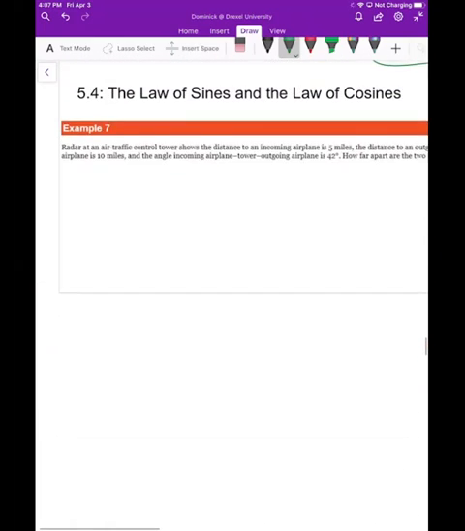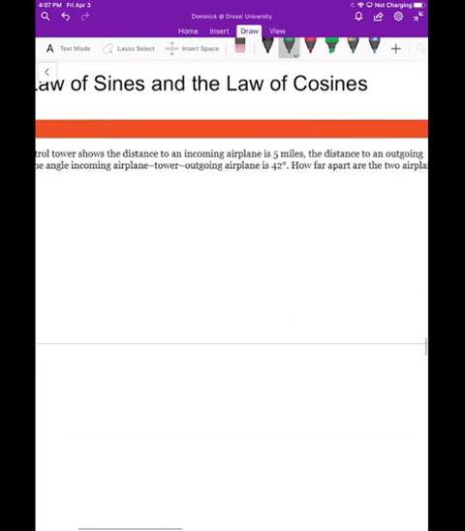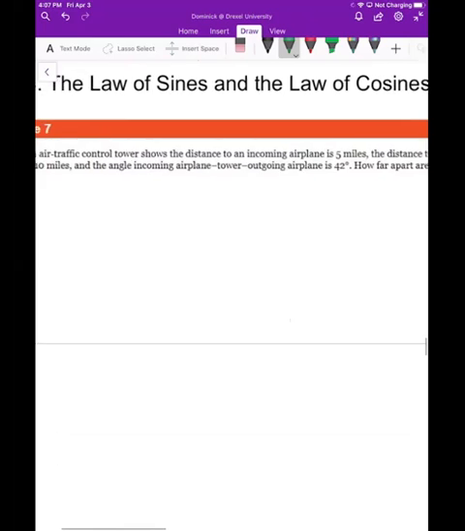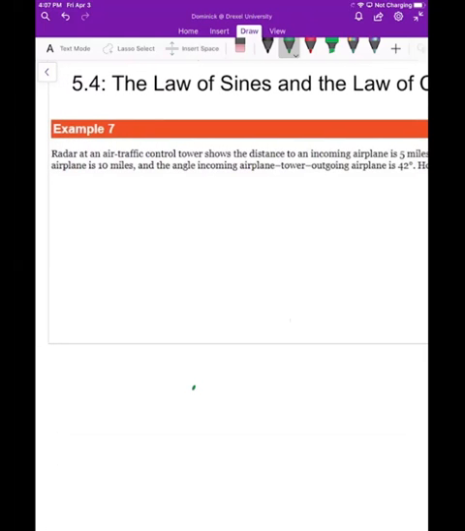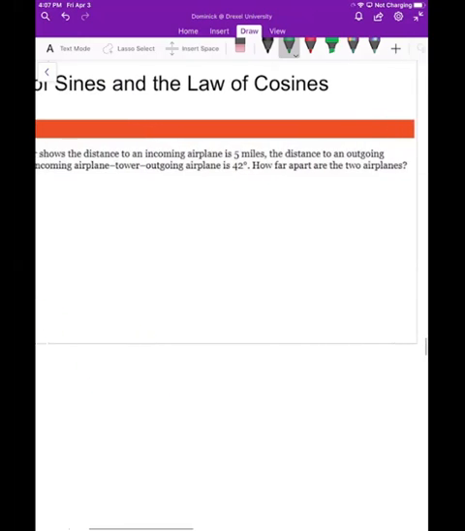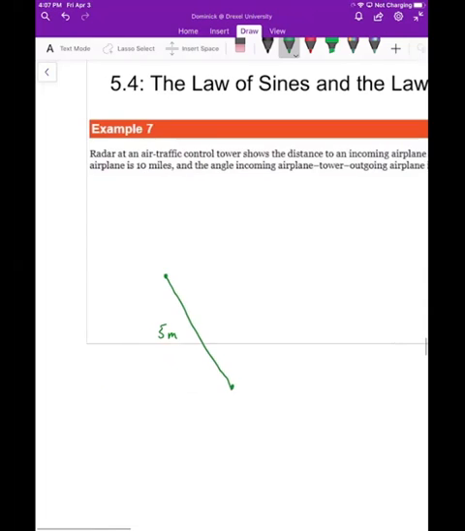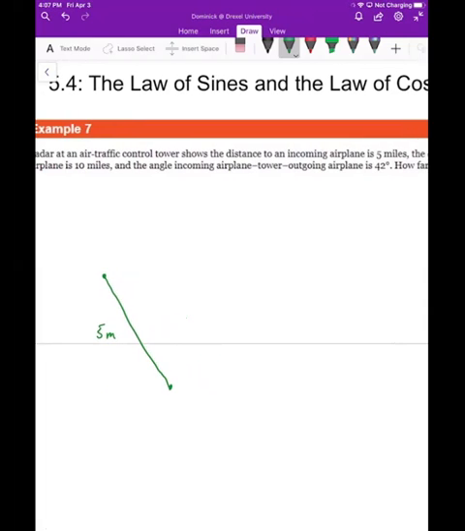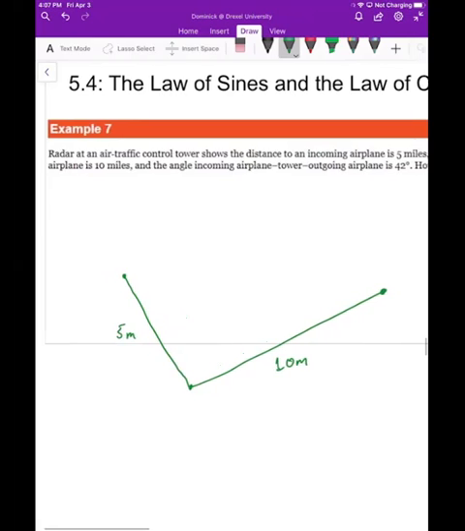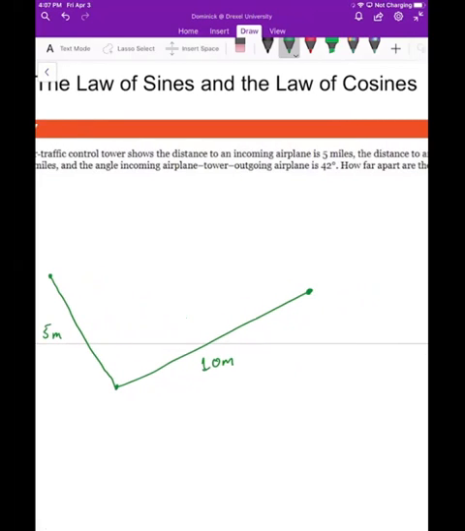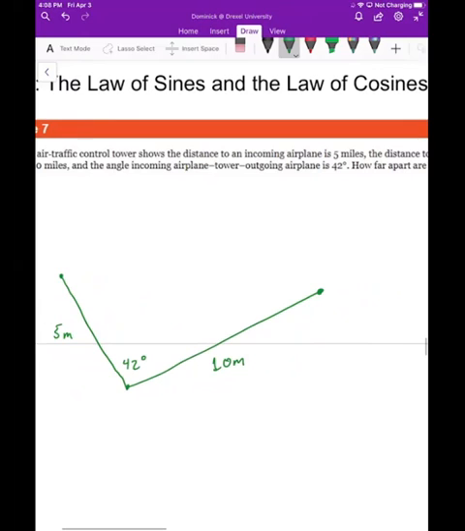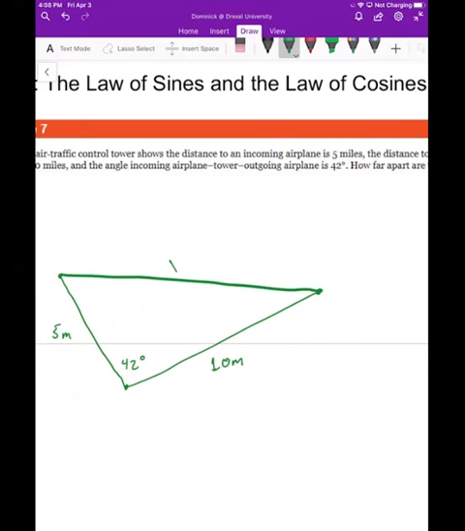Okay, last example for this video: the radar at an air traffic control tower shows the distance to an incoming plane is 5 miles. So we have the air traffic control tower, and there's a plane, and we know that this distance is 5 miles. Now the distance to an outgoing airplane is 10 miles. So this is 10 miles. And the angle from the incoming airplane to the tower to the outgoing airplane is 42 degrees. We want to know how far apart the two planes are, so we want to know this length here.